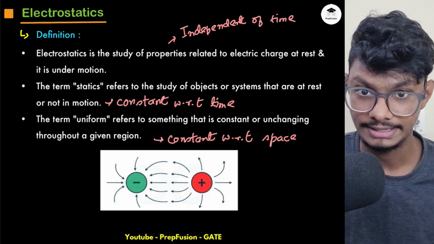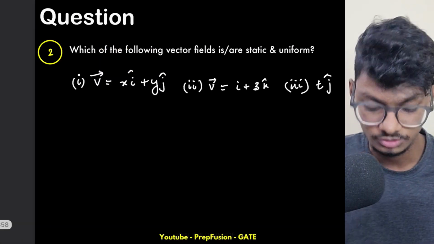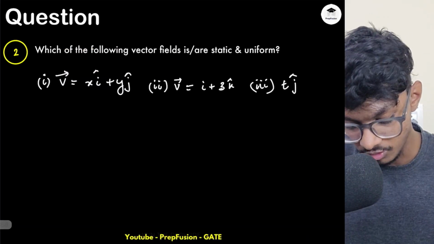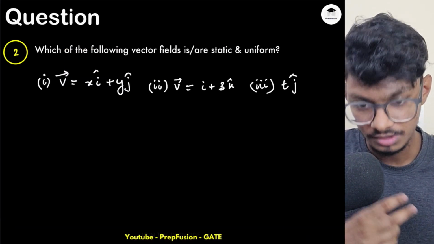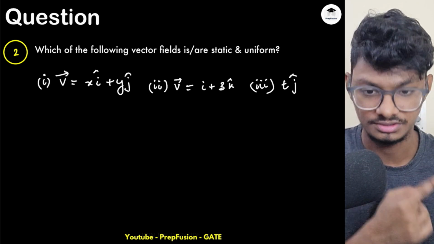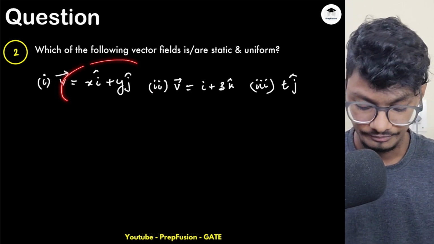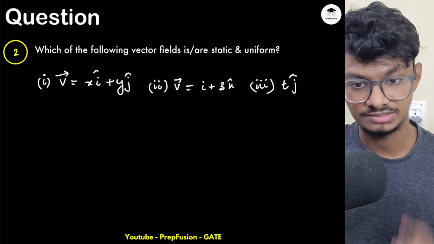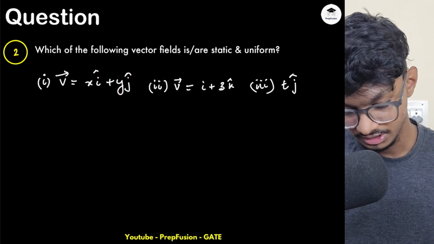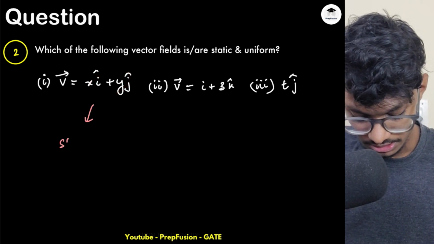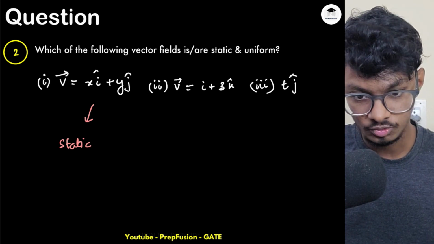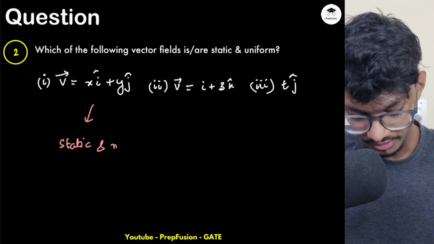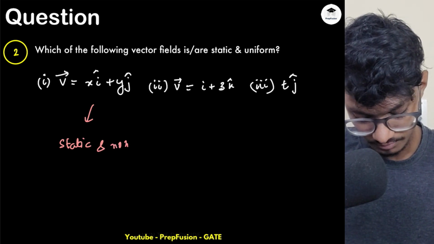So let's do a few questions like this. Can you tell me which of these vectors are static and which are uniform? Here I observe that this is a function of space, x and y, but it is not a function of time. So this will be static and non-uniform, because this is a function of space.